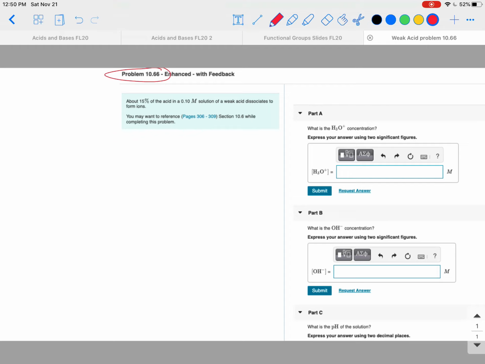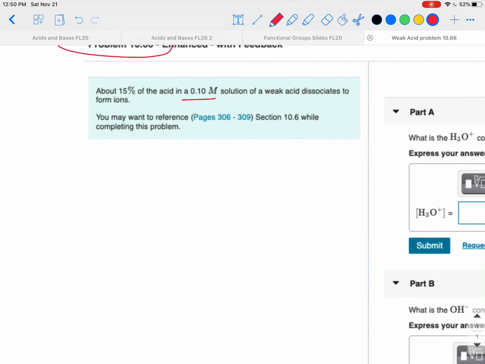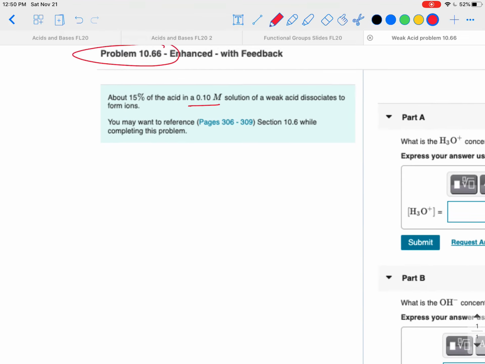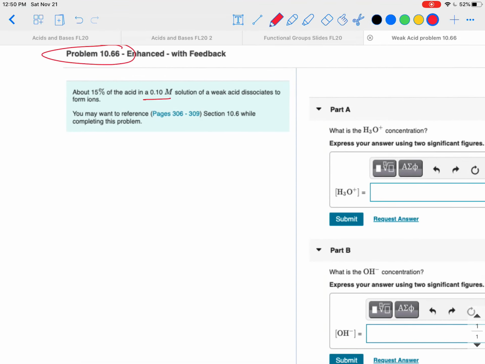I screenshotted this right off Mastering Chemistry. It says about 15%, and your numbers may vary slightly. Sometimes they do that, but mine says about 15% of the acid in a 0.10 molar solution of a weak acid dissociates to form ions. It says you may want to reference certain pages in the textbook while completing this problem. So the first question, part A, is: what is the concentration of H3O plus?